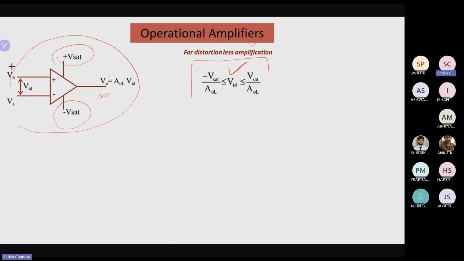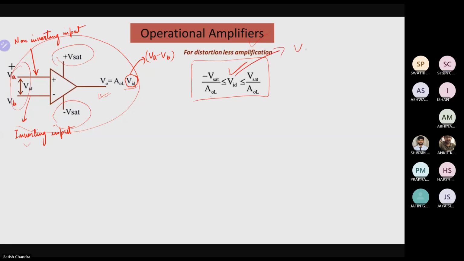If it is going to become, then what our op-amp is going to give you is a distortionless amplification. Let's check how that is going to happen. Before that, we need to know this plus side is the non-inverting terminal and the negative side is the inverting terminal, and VID is nothing but the difference voltage applied over this input side. So basically this is VA minus VB.